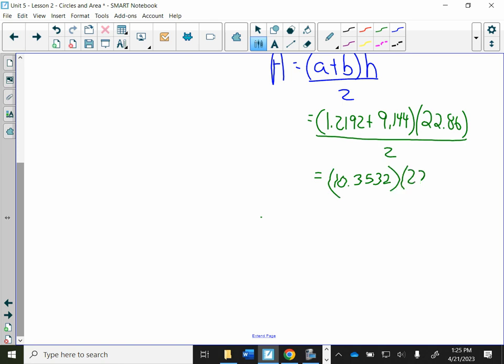times 22.86, all divided by 2. And you can put this in your calculator in brackets if you want to and let the calculator do the work, or do it BEDMAS style. And I got 127.43 meters squared. Again, make sure conversions happen first.